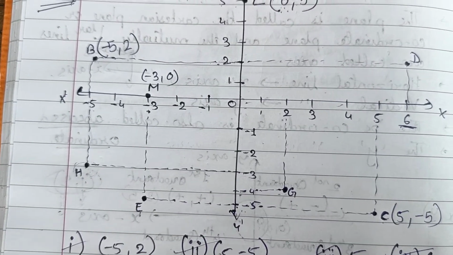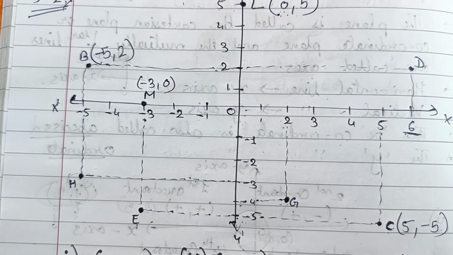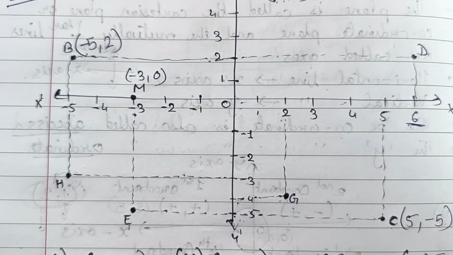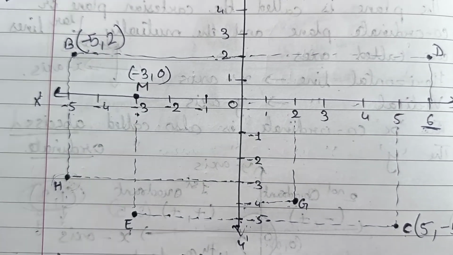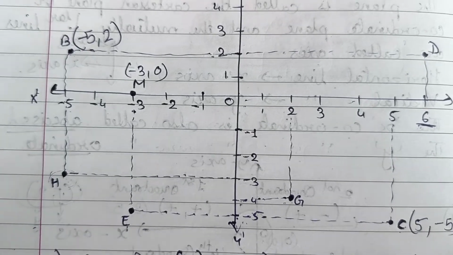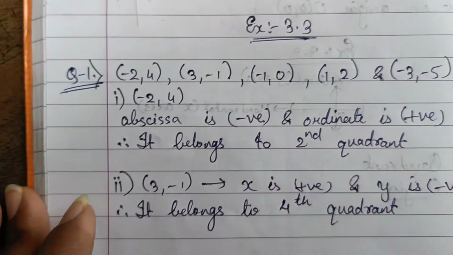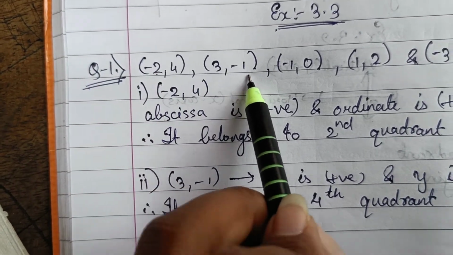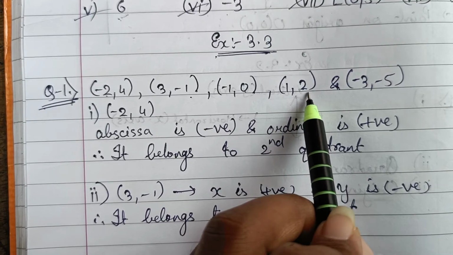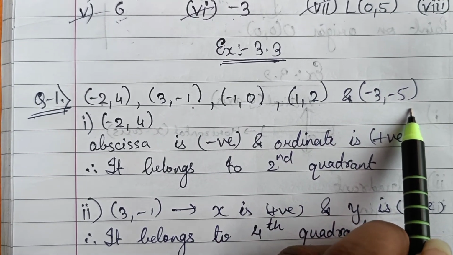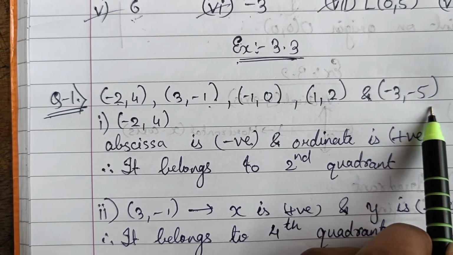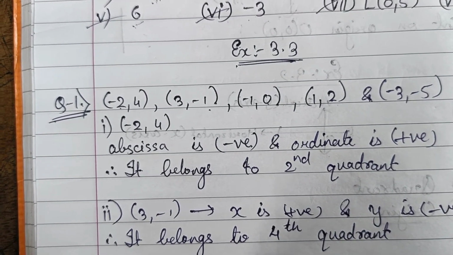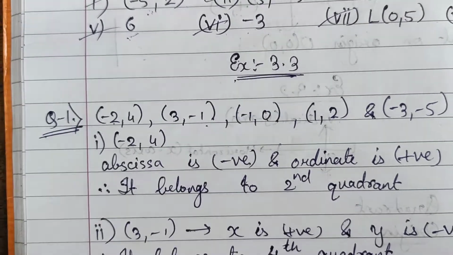Now starting with exercise number 3.3, plotting a point in the plane. Now you have to plot the points on your graph paper. See exercise number 3.3, question number 1. In which quadrant or on which axis do each points (-2, 4), (3, -1), (-1, 0), (1, 2) and (-3, -5) lie? Verify your answer by locating them on a Cartesian plane. Now we have to verify these answers by locating them on graph paper.